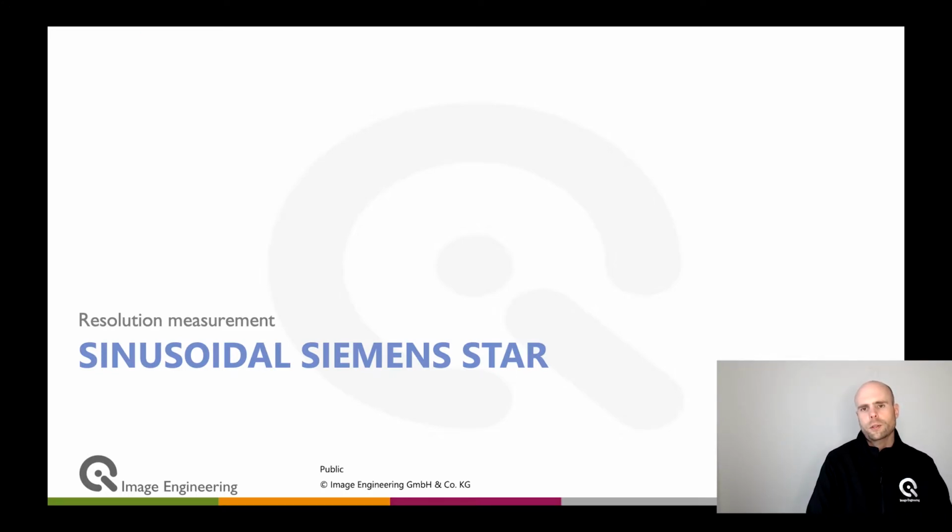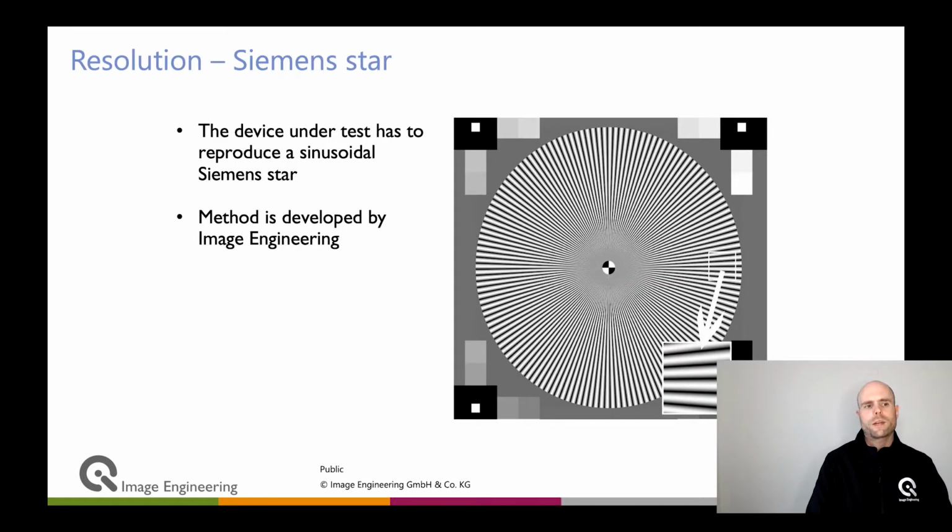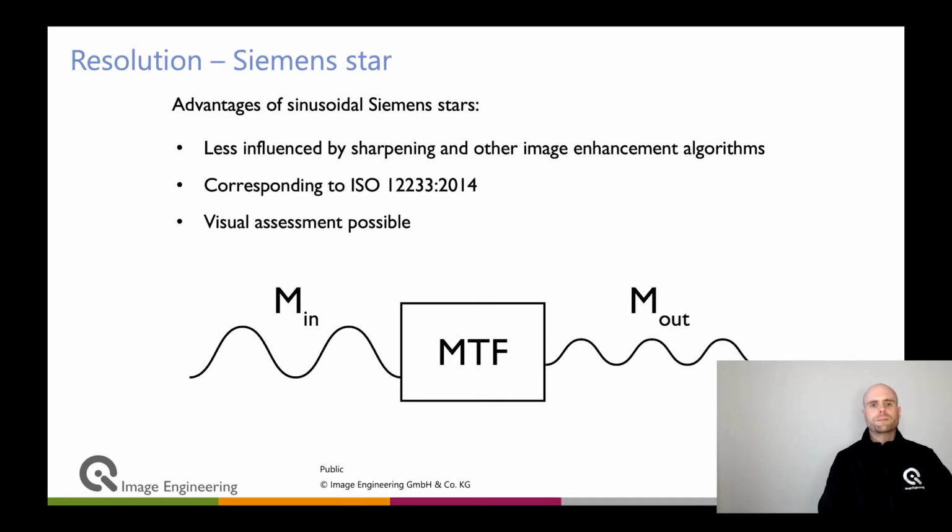So the first one that I want to talk to you about is the SSFR method that uses the Siemens star. So the device under test reproduces a sinusoidal Siemens star. So if you look over the radius, it's not black and white, but it's a sine wave. And that is a core property of these test targets. It was actually developed here at Image Engineering, and the ISO technical committee picked it up later on, so it became an ISO standard. The core idea is that you can read out the harmonic function.